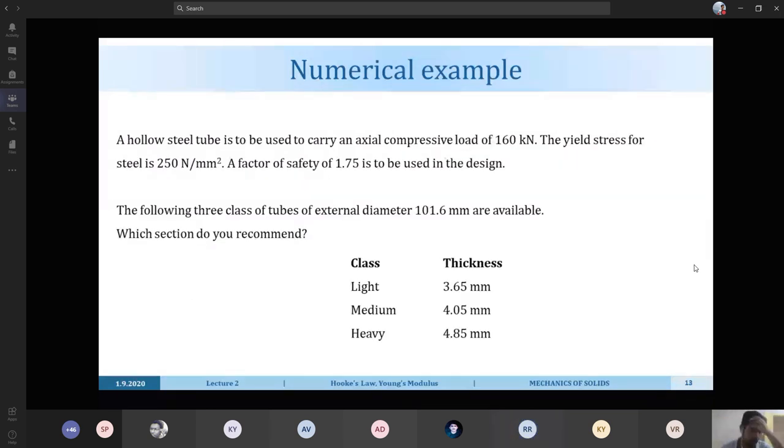So this is the next question. A hollow steel tube is to be used to carry an axial compression load of 160 kilonewton. The yield stress for steel is 250 megapascal, and the factor of safety is taken as 1.75. The following three classes of tubes of external diameter 101.6 mm are available, and which section do you recommend? Light, medium, or heavy? Everyone can solve it, and I will call one name after 5 minutes.